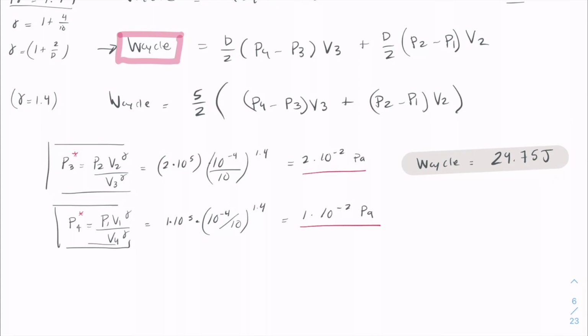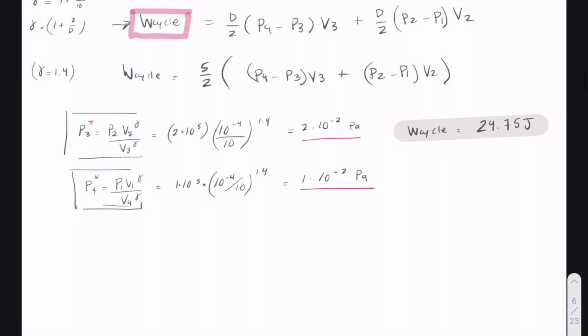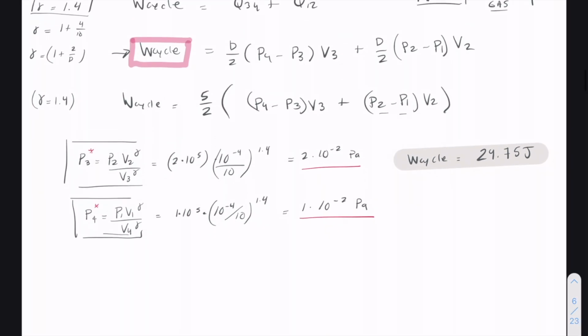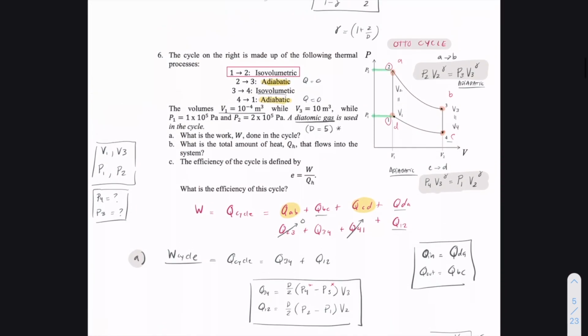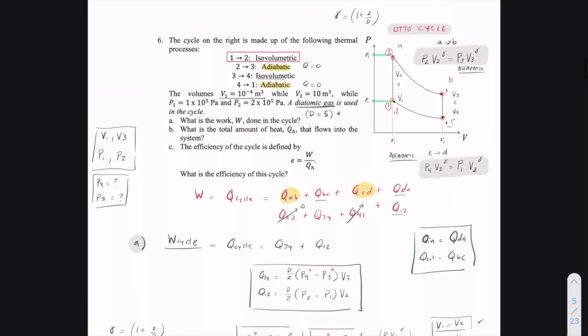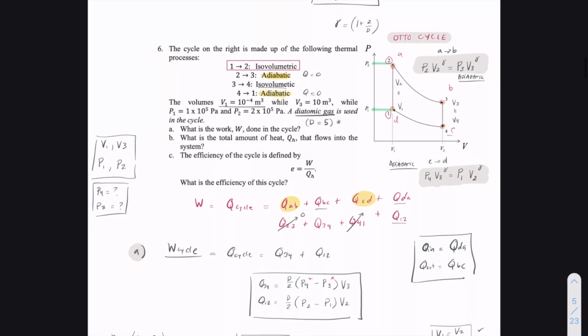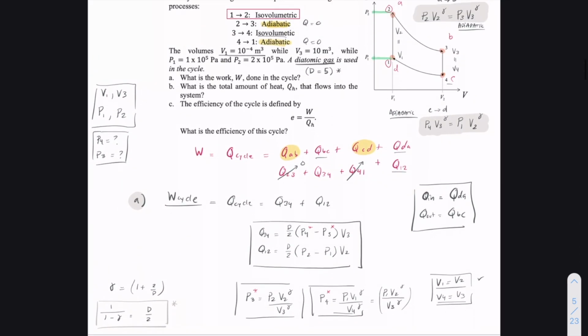And just for reference, this P1 and P2 are up there. So just plug in all of your numbers for your W cycle, and this is what you should get. Hopefully that makes sense. Just using the lecture notes as reference, I think that's a good way to refer back to these equations.